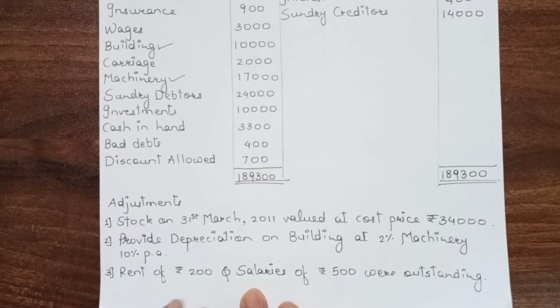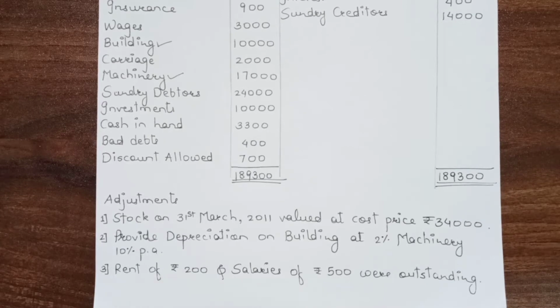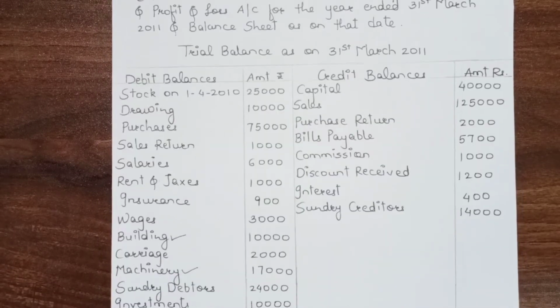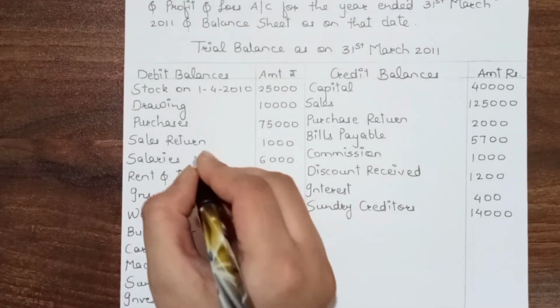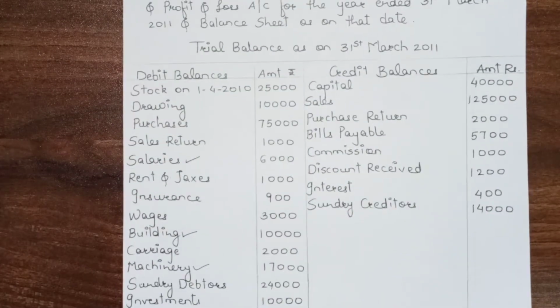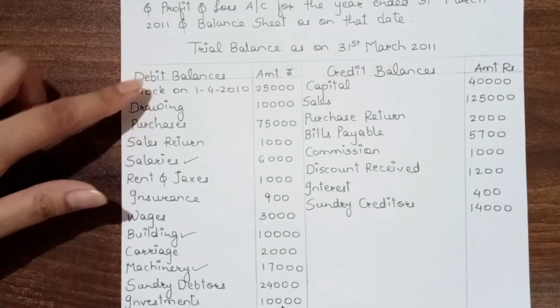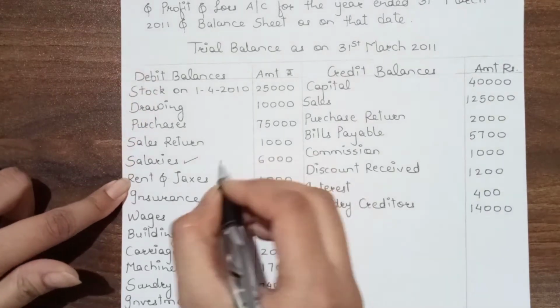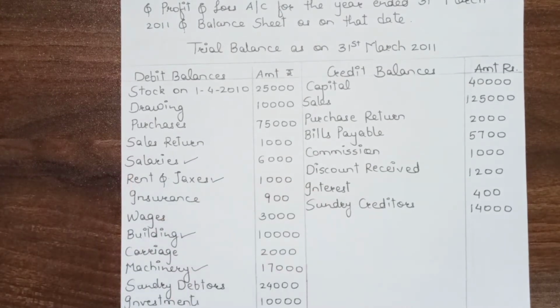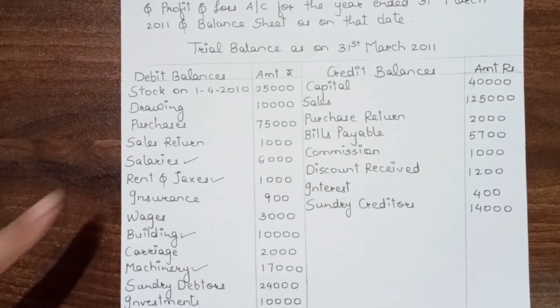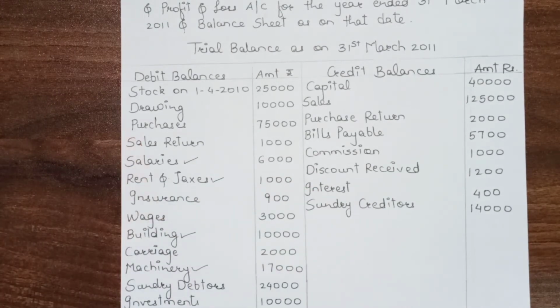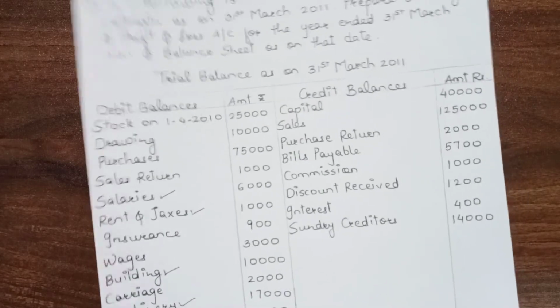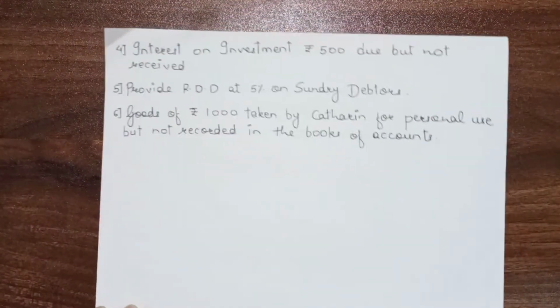So we have to tick mark rent and salaries in the trial balance. So I will search for salaries here and rent here. So we have to sort the outstanding adjustment on these two items. Next one, I will flip this page.